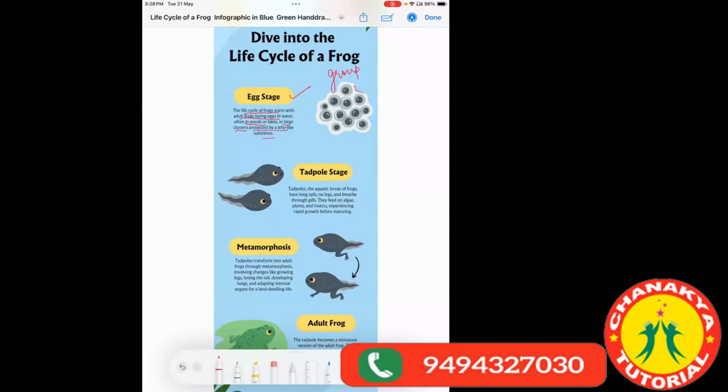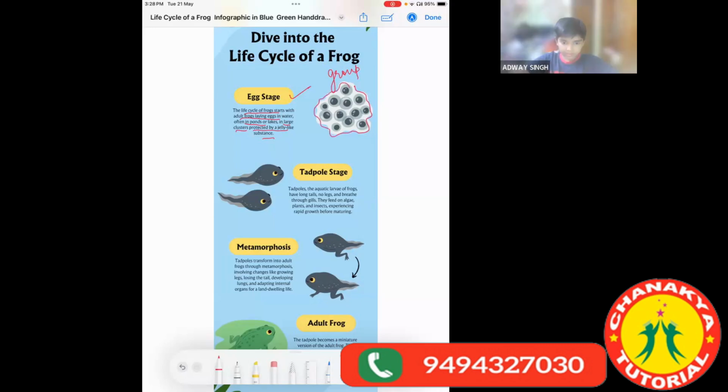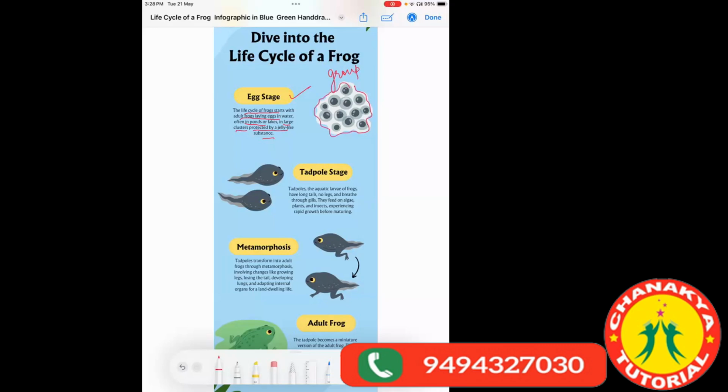So what do they have? You can see this white color outer covering. This is the jelly-like substance which is surrounding them. So this is the egg stage.